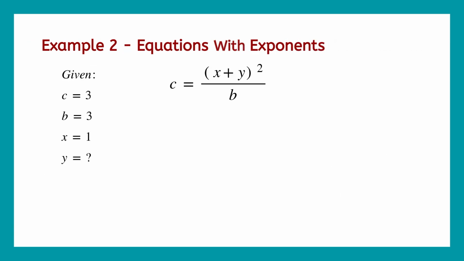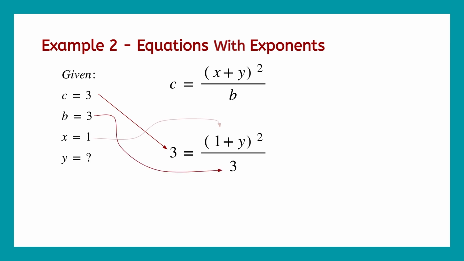Okay, example 2. Here we're given a bunch of variables and an equation, and the new thing here is that we have an exponent. We start out by plugging in our numbers. Remember, we always plug in, simplify, isolate, solve. So we've plugged in. Notice that our 3 went in there for C, and our other 3 went down there for B, and our 1 went in for X. So we've plugged them in. Now let's go ahead and work on isolating. Again, we have our fraction here, so we've got to get rid of that 3 on the bottom. We're going to do that by multiplying both sides by 3 and getting 9 equals 1 plus y squared.